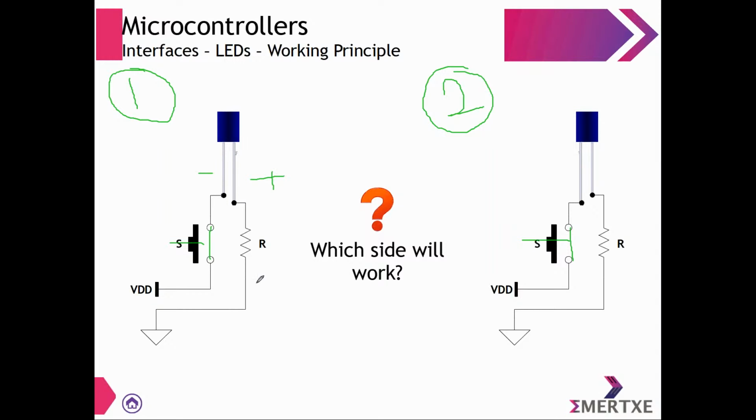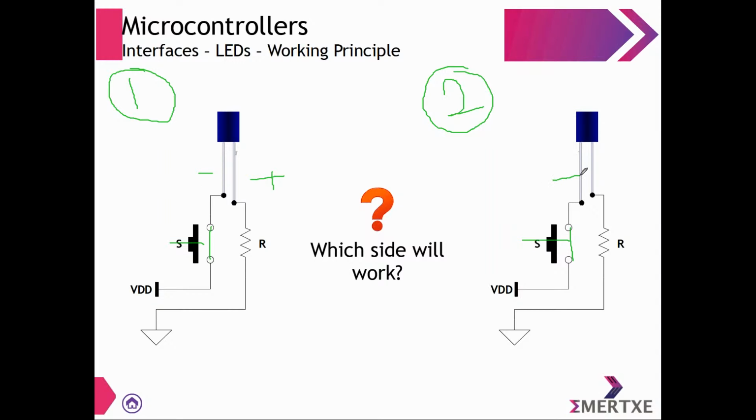Now see, this is the positive, this is the negative. So positive is connected to the negative, and negative is connected to the positive in case of the first circuit. So it is not a forward bias connection. So if you press the switch, if your answer is 1, it is wrong. 1 will not work.